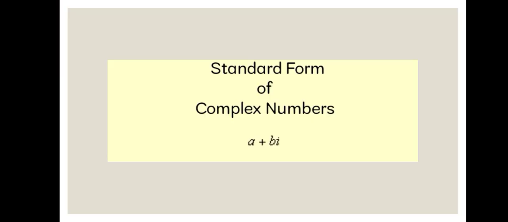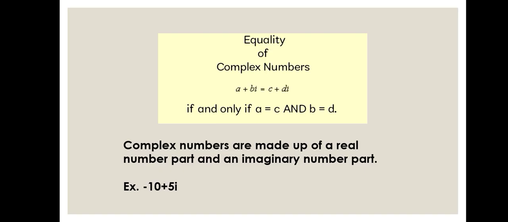Next is the standard form of a complex number. In this form, a is the real number part and b is the imaginary number part. Note that either one of these parts can be 0. An example of a complex number.